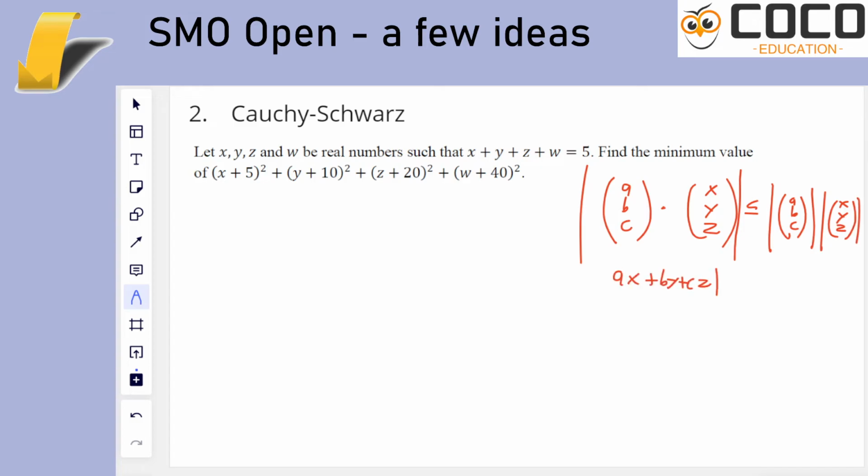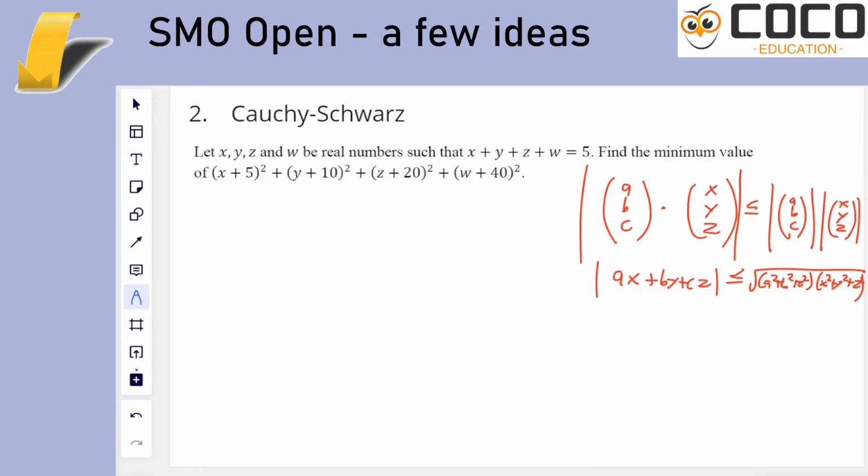If you were to open this up, you get Cauchy-Schwarz. So you get Cauchy-Schwarz essentially as being a dot product is less than or equal to the product of magnitudes. And this is really helpful if you are trying to apply Cauchy-Schwarz and you always found that you had a little bit of trouble.